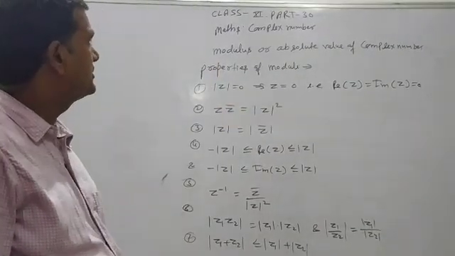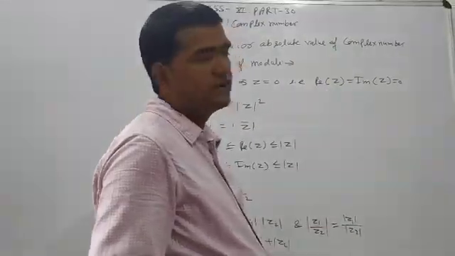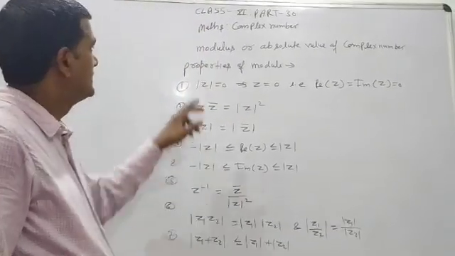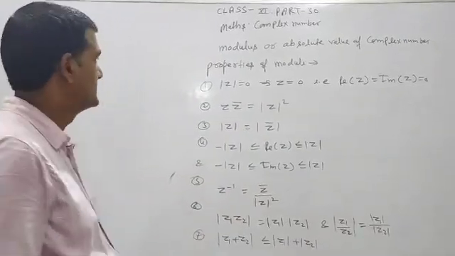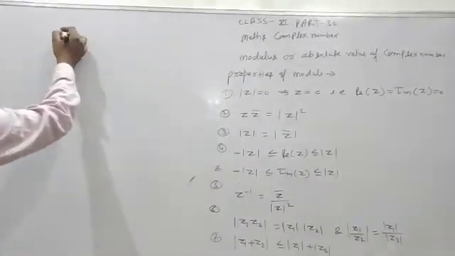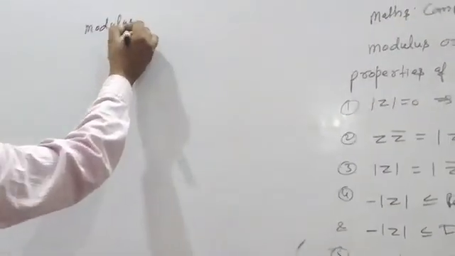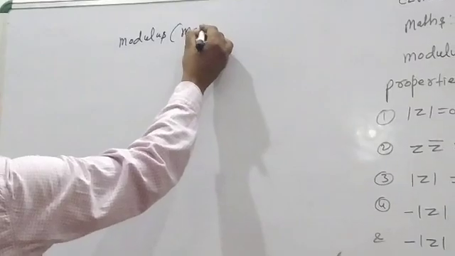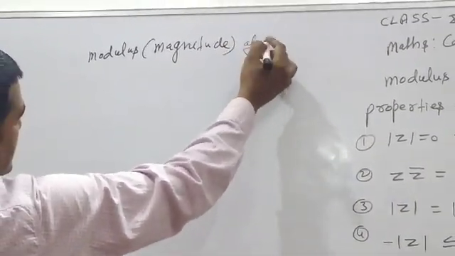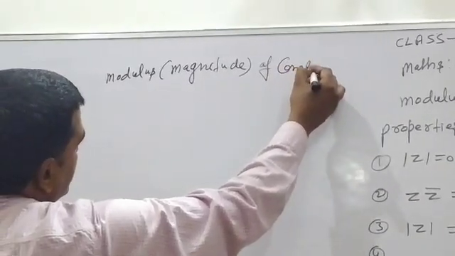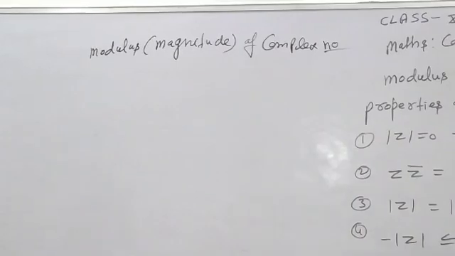Here I am going to explain about modulus or absolute value of a complex number. Clear? Modulus means magnitude of a complex number. Clear? Understood?